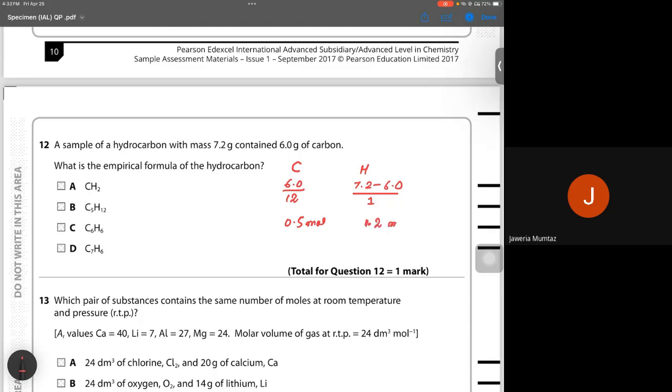and 1.2 mole for hydrogen. Then I have to find the simple mole ratio by dividing with the least number, that is 0.5. So I would be getting 1, and 1.2 over 0.5. What's the answer? 2.4. Then what am I supposed to do?